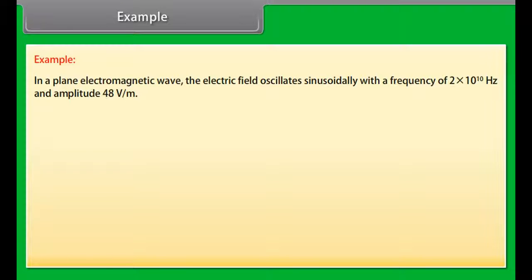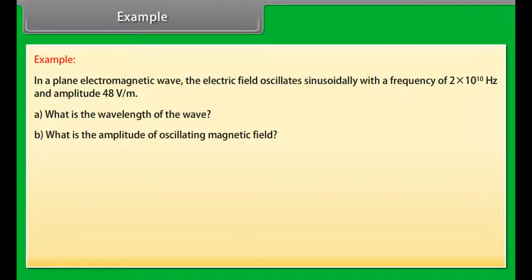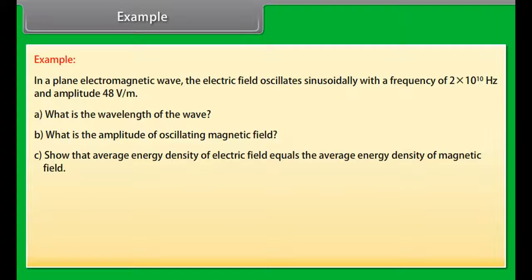Example. Let's take an example of electromagnetic waves. In a plane electromagnetic wave, the electric field oscillates sinusoidally with a frequency of 2 into 10 raised to the power 10 Hz and amplitude 48 volt per meter. What is the wavelength of the wave? What is the amplitude of the oscillating magnetic field? Show that the average energy density of the electric field equals the average energy density of the magnetic field.